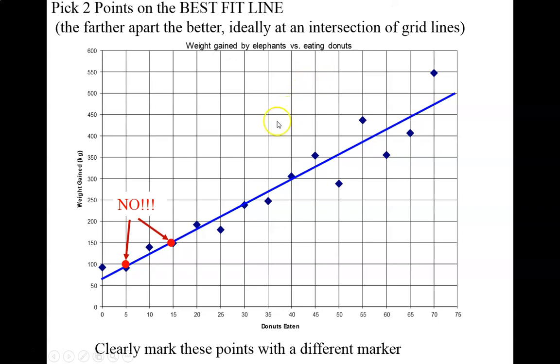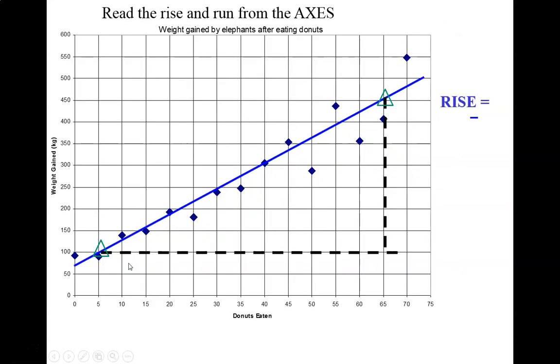When you select your points for the best fit line, don't choose points that are too close together. That'll introduce some error. You want to get points that are further apart, and also that ideally land at an intersection. So here it looks like it crosses this grid intersection right here. So I'm going to choose these points. They're far apart. Oh, and look, I changed them on the next slide.